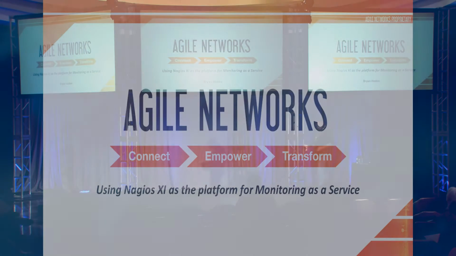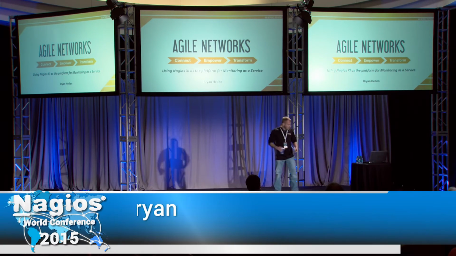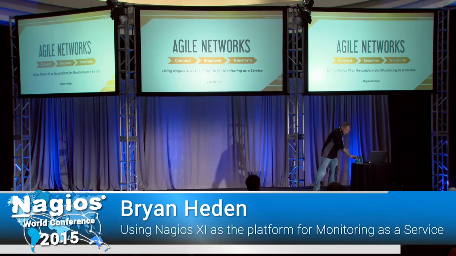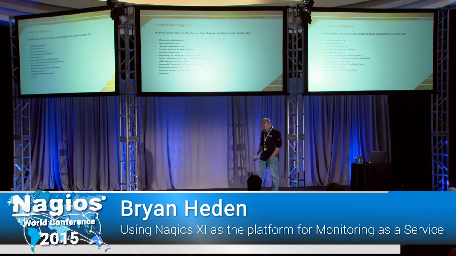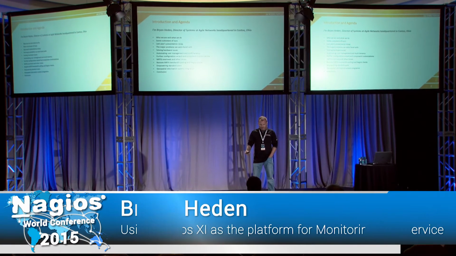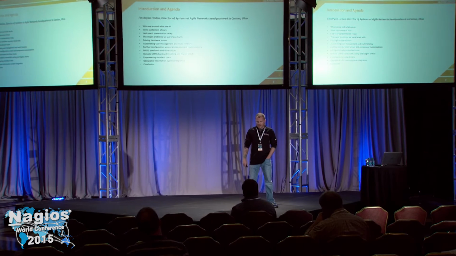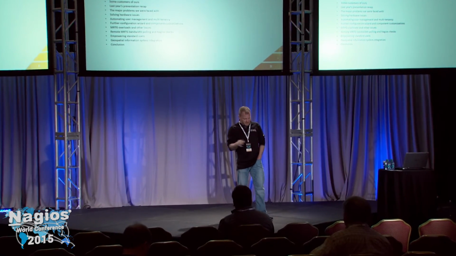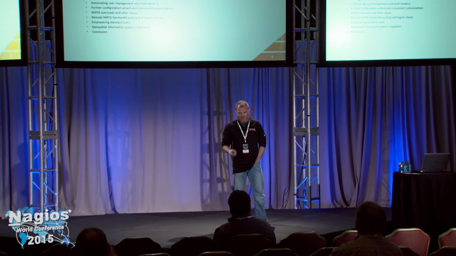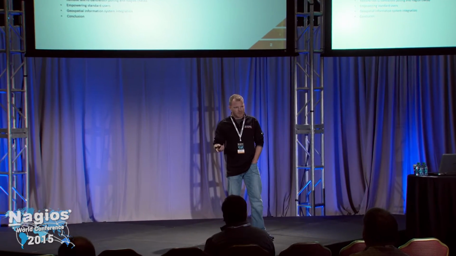Hi guys. I'm Bryan with Agile Networks, and we're headquartered in Canton, Ohio. There's a couple of things that I'm going to be talking about today: who we are, what we do, some of the customers that we service. Last year's presentation recap. The reason for that is because this is an extension on some of the things that I talked about last year. It's available on the Nagios website.